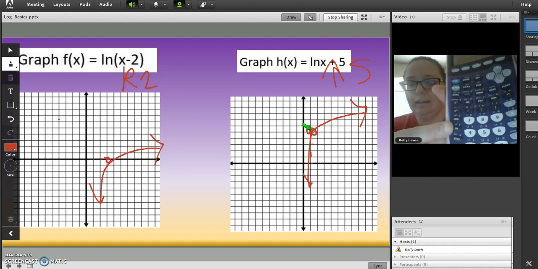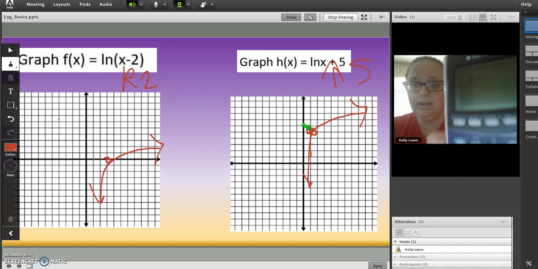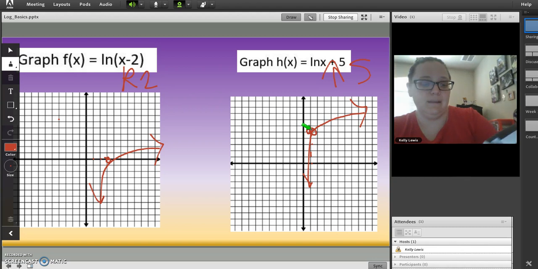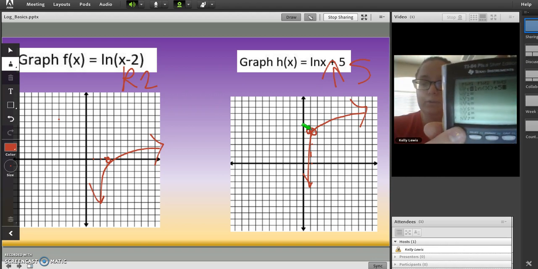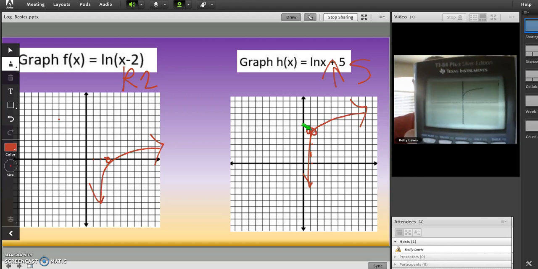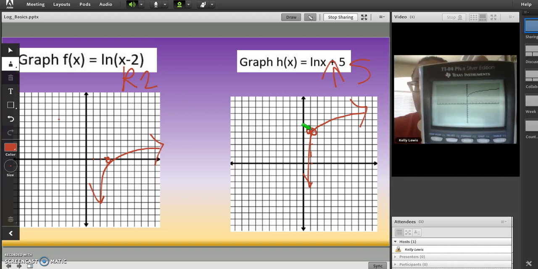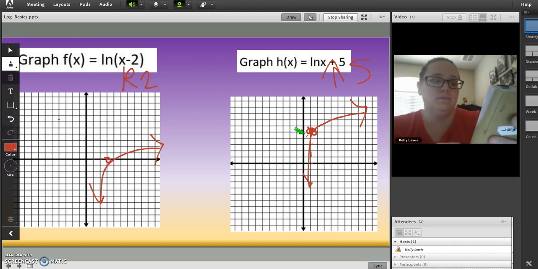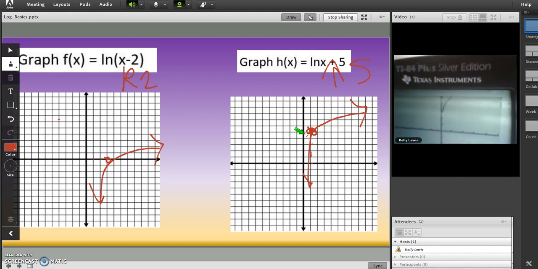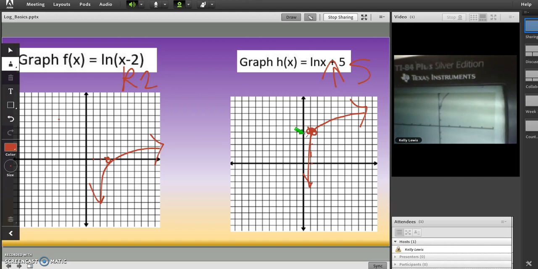So ln is right here, log is right there. You just type it. Let me put it in Y1: ln of x plus 5. And then we push graph. And there it is. It looks like it's right here, but it's not. If we zoomed in, it wouldn't be. Let me show you. It still looks like it. I promise you it's not touching.